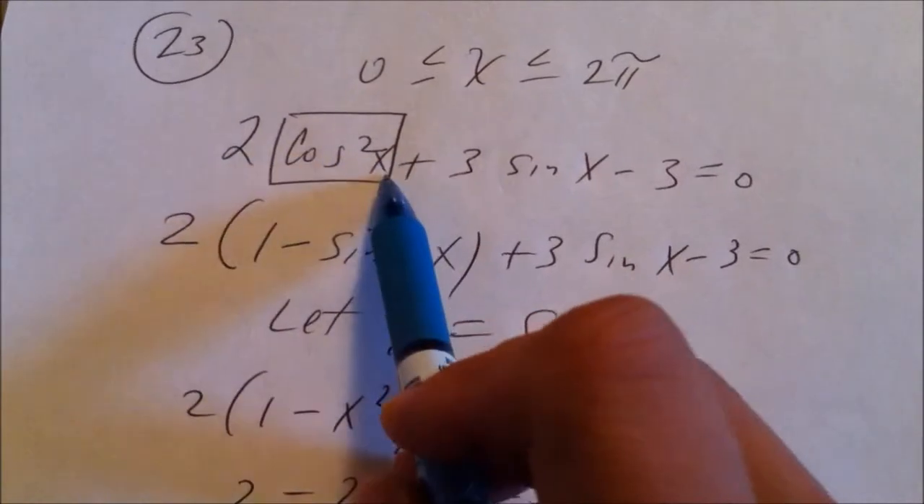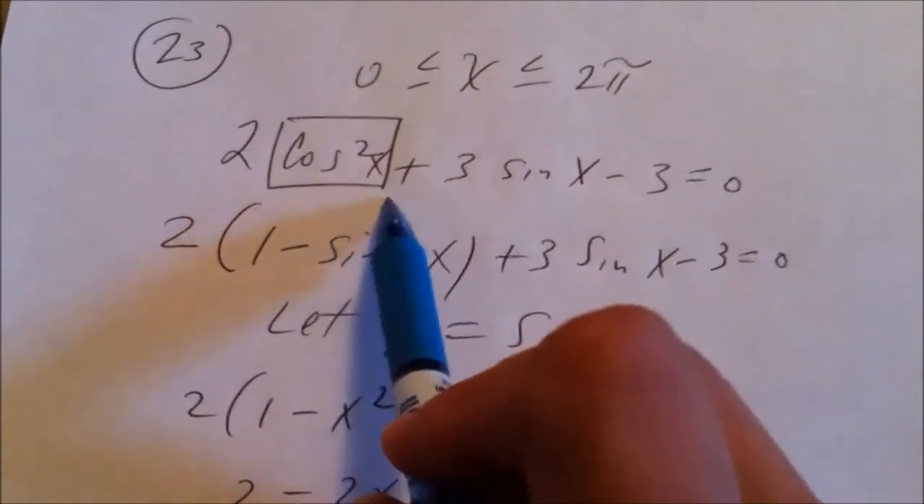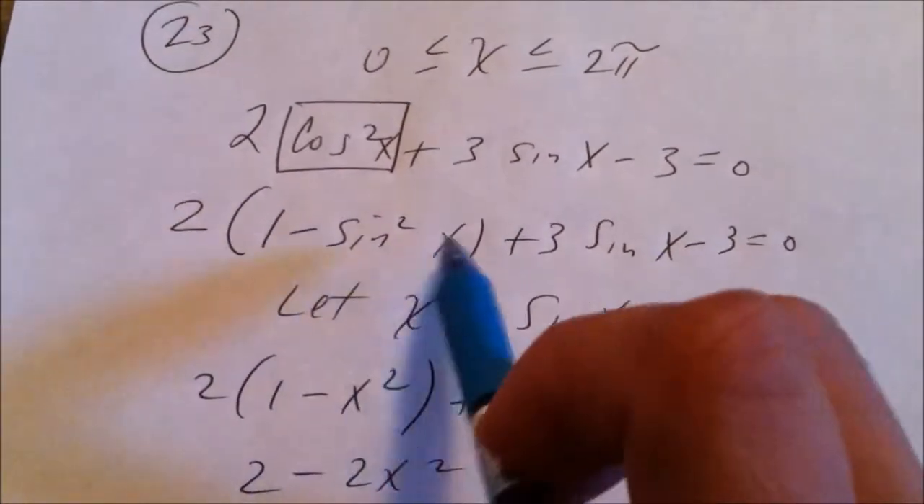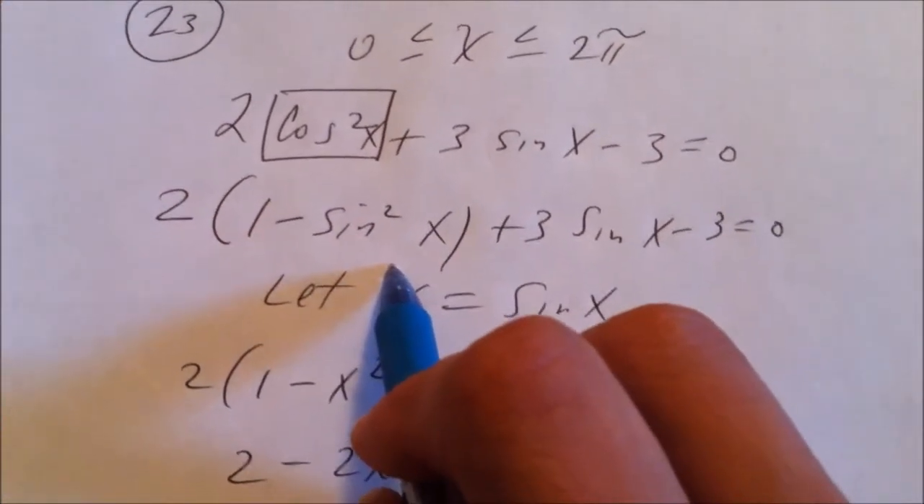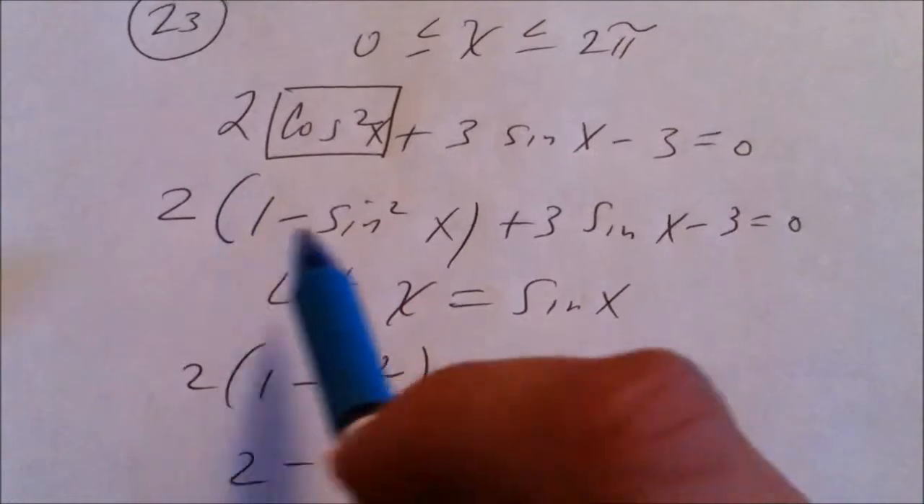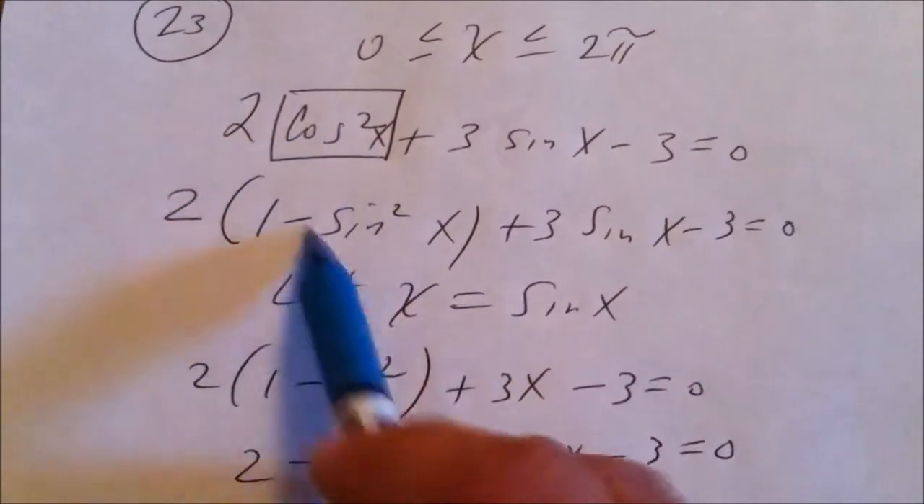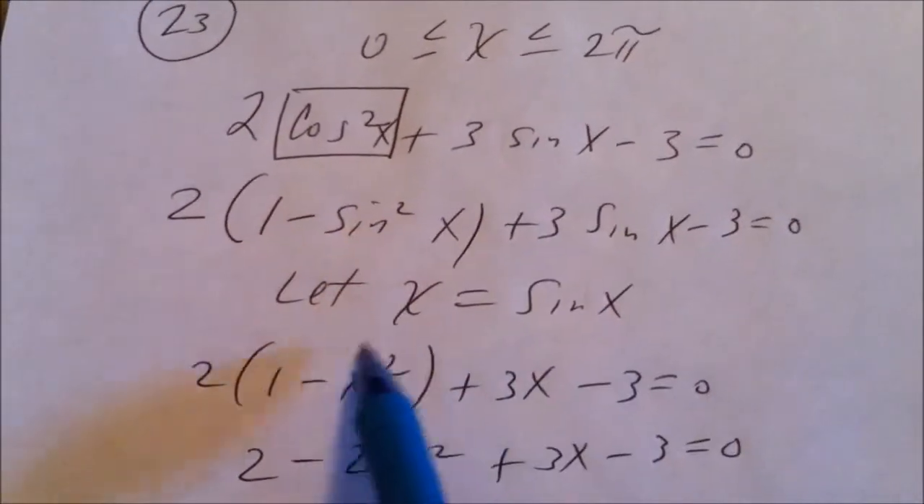So what do I write instead of cosine squared? I write its sine equivalent, which is 1 minus sine squared x. This is not on your reference sheet. You have to have this memorized, the Pythagorean identities, which we gave in a different topic review. Notice that the 2 did not get blocked out. You have to distribute that 2 out.